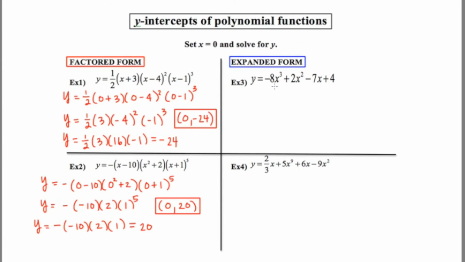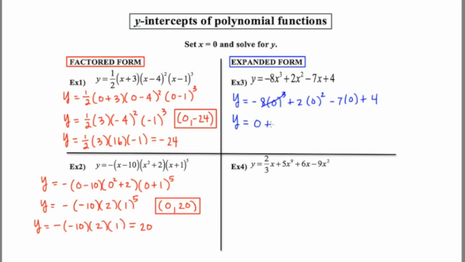Now let's look at two examples of polynomial functions that are in expanded form. These are even easier, if you can believe it. What I'm going to do is, again, replace every occurrence of x with 0. Now, multiplying anything times 0 just makes the term go away, so that's going to happen a lot here. We've got 0 cubed, which is 0, and 0 times anything is 0. So that term goes away.